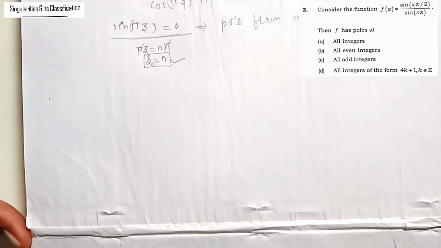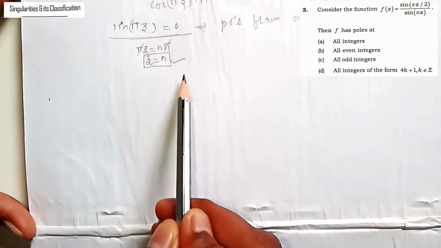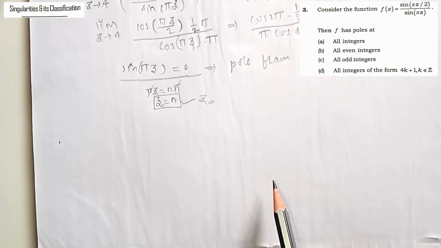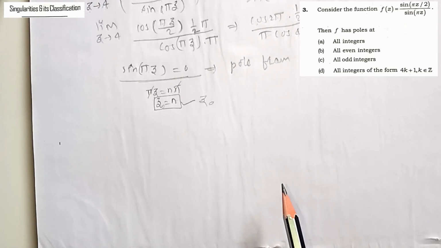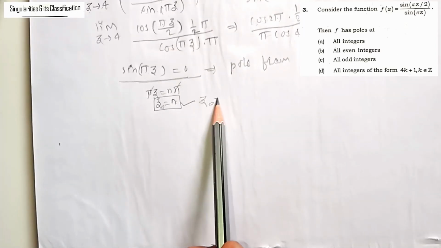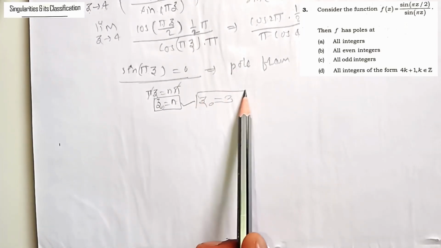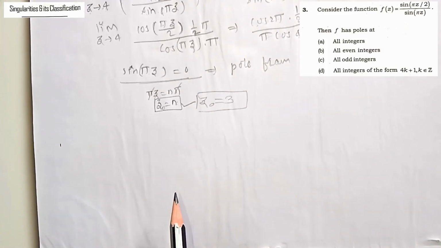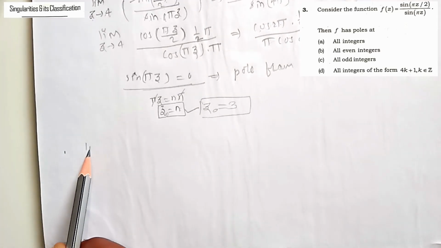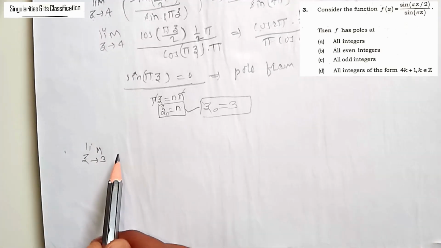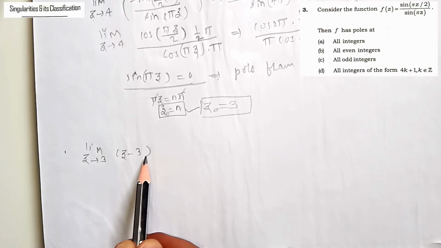Now select z naught as n and let's check whether it is a pole or not. We have to check for odd integers, so n is an integer here. Now select any odd integer. It is better to select the smallest odd integer, so it is easier to do the calculations. So if I consider z naught as 3 and put it in our definition of a pole, it says limit z tends to z naught, z minus z naught into f of z.